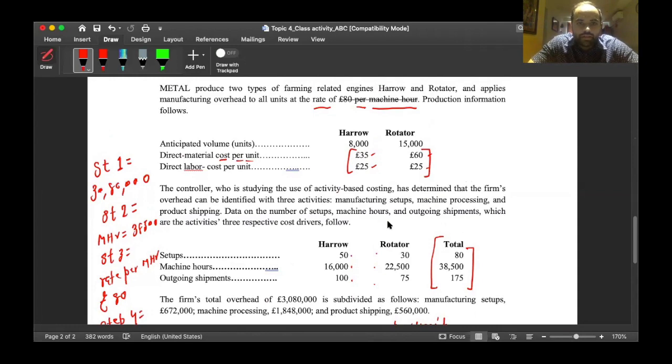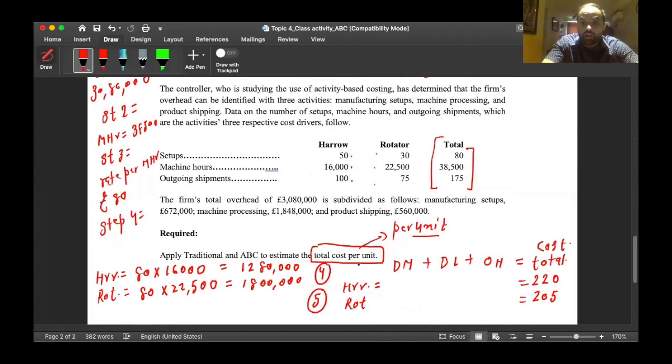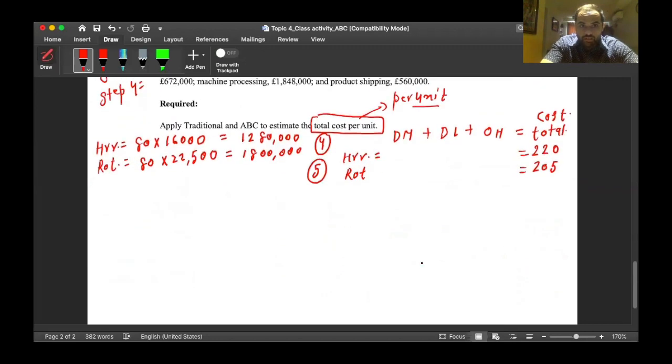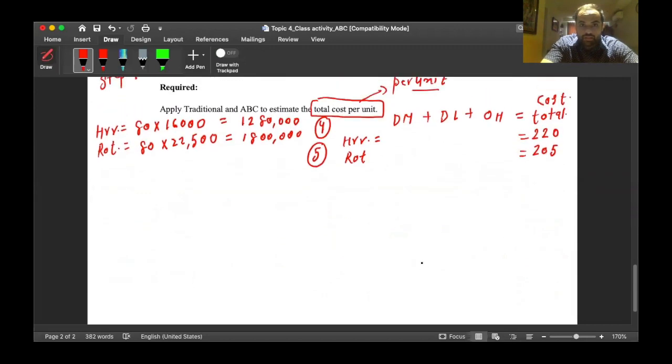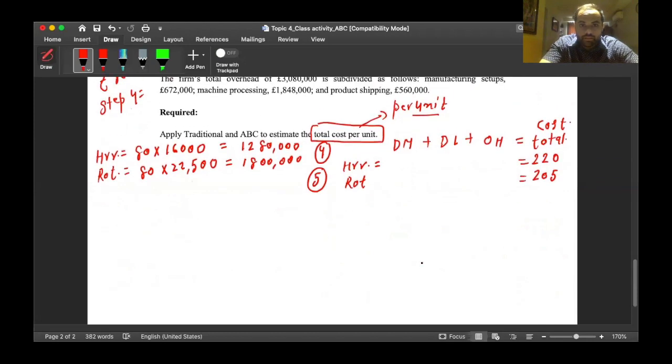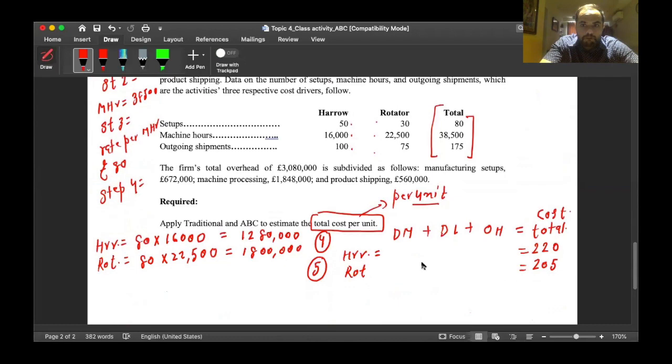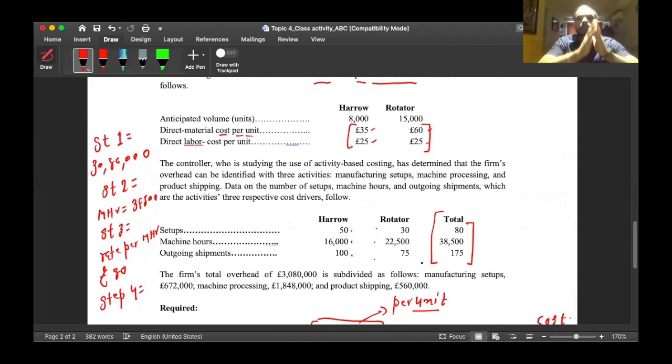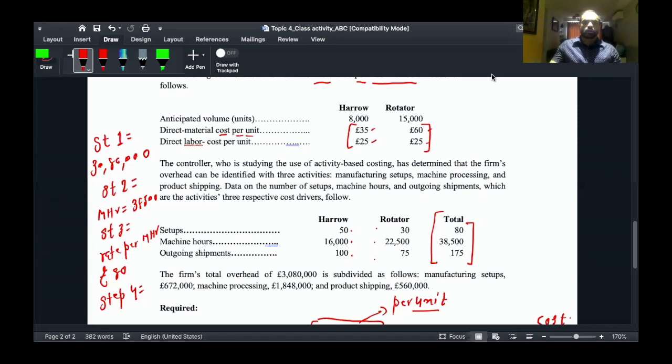So do it, make sure you calculate total cost, like as we calculated total cost, 220 and 205, following traditional costing. And now we have to calculate ABC. So do that now. Then let's have a look at the solution for this one.